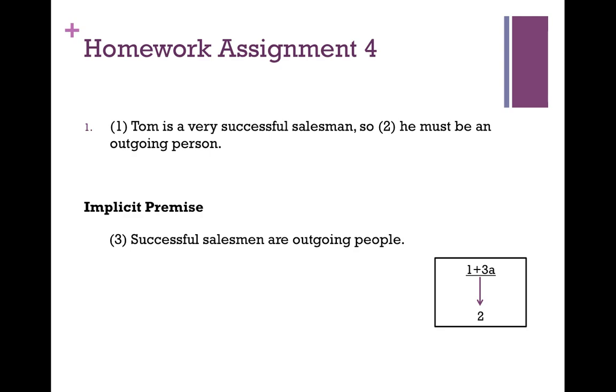The point here, as long as you're connecting being a very successful salesman to being an outgoing person, such that being a very successful salesman requires, there has to be some kind of requirement of being outgoing. As long as you did that, that's an acceptable answer.